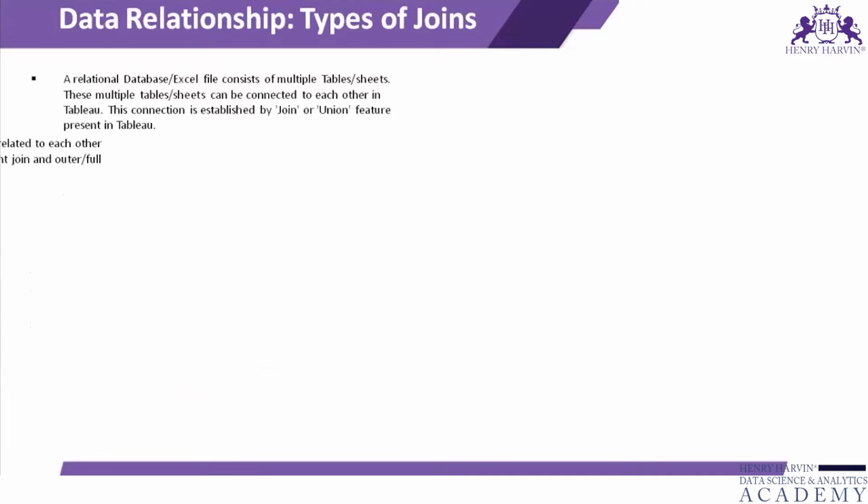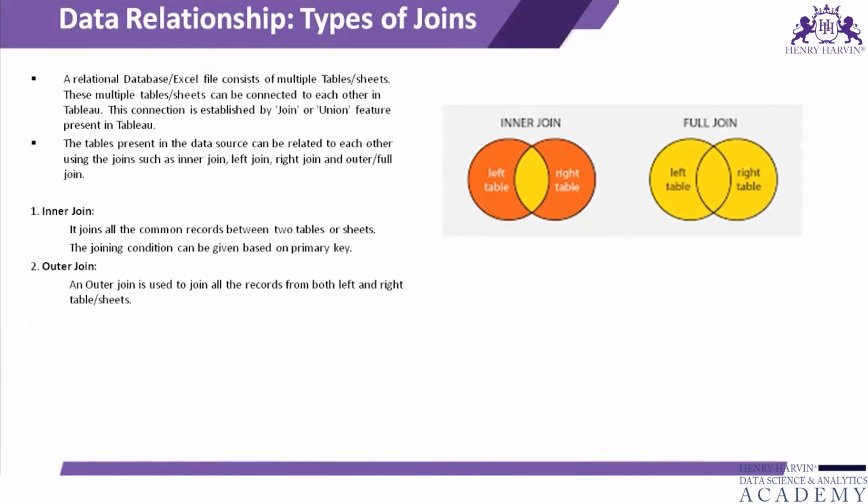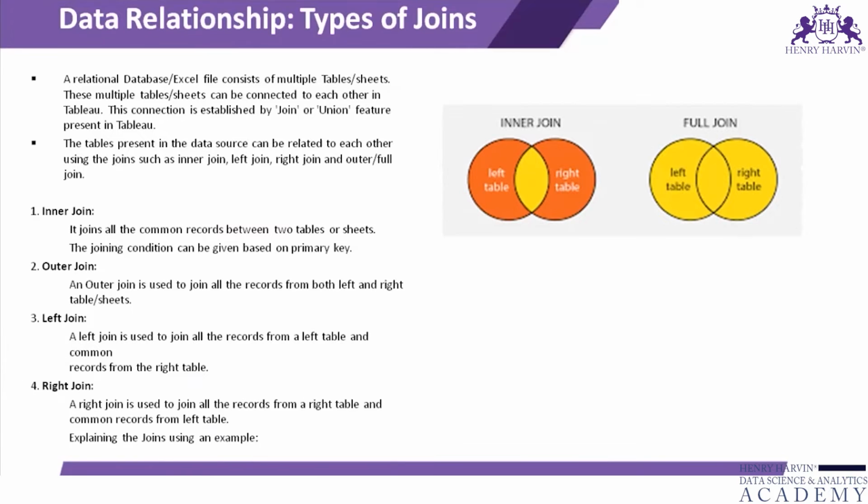A relational database consists of multiple sheets, and these sheets can be connected to each other in Tableau with the help of a join or union. The tables present in the data source can be related to each other using joins. The four kinds of joins are inner join, outer join, left join, and right join.